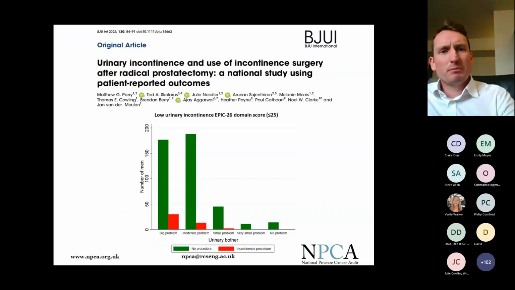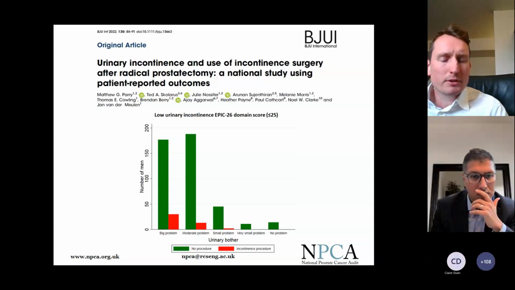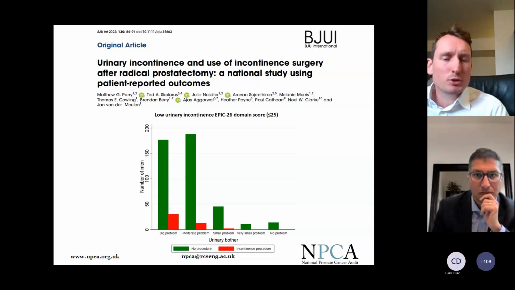A paper we published last year in BJUI was looking specifically at incontinence after radical prostatectomy and the use of incontinence surgery. I won't go into too much detail, but this is a graphic from the paper which showed specifically the men with a low urinary incontinence score after surgery. That's men with an EPIC 26 domain score of less than 25, which we defined as severe urinary incontinence. We were then able to stratify that by urinary bother. This is from the EPIC 26 and how men rated their urinary bother.